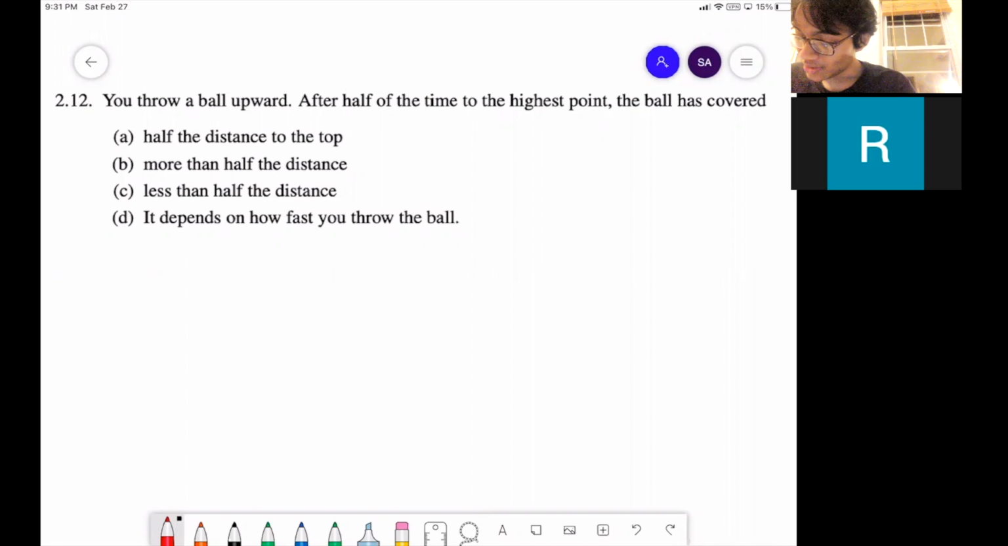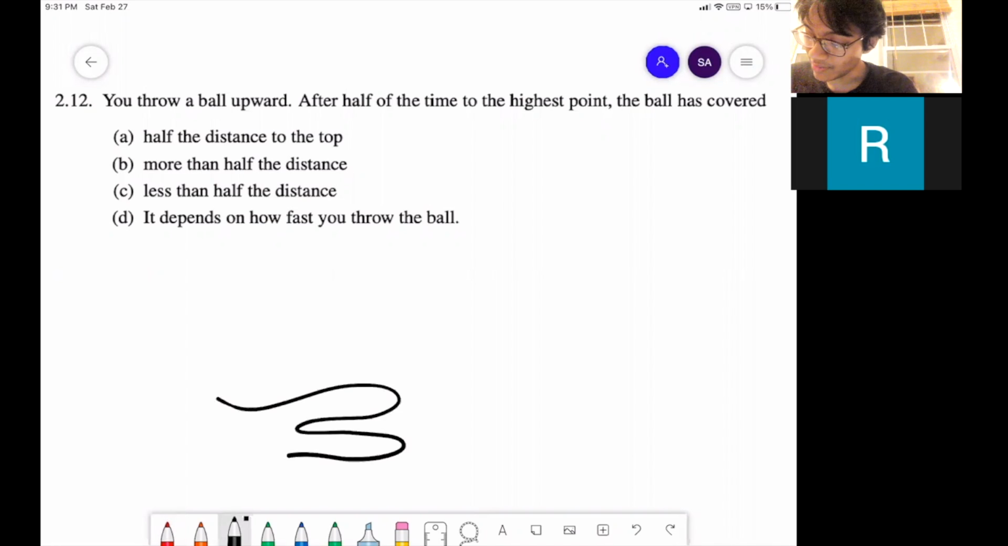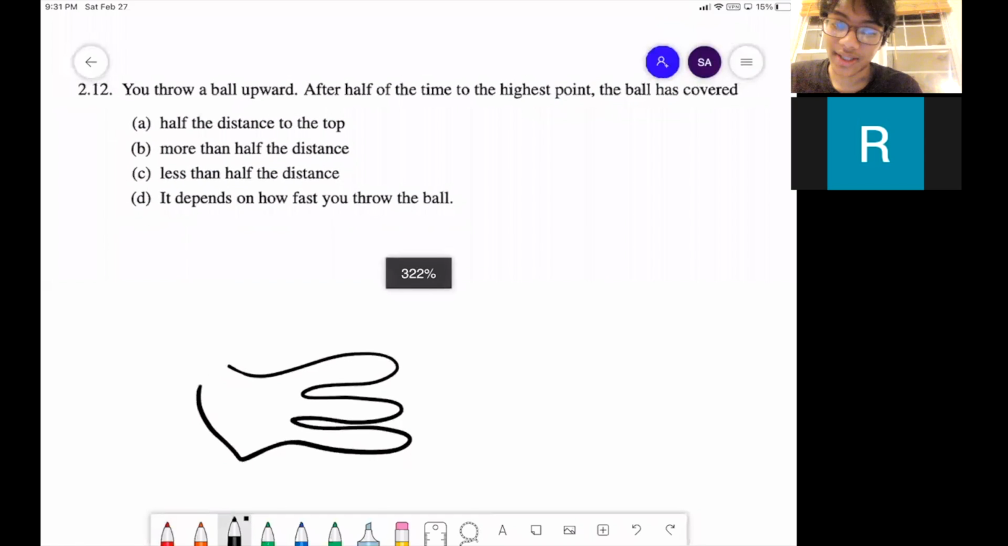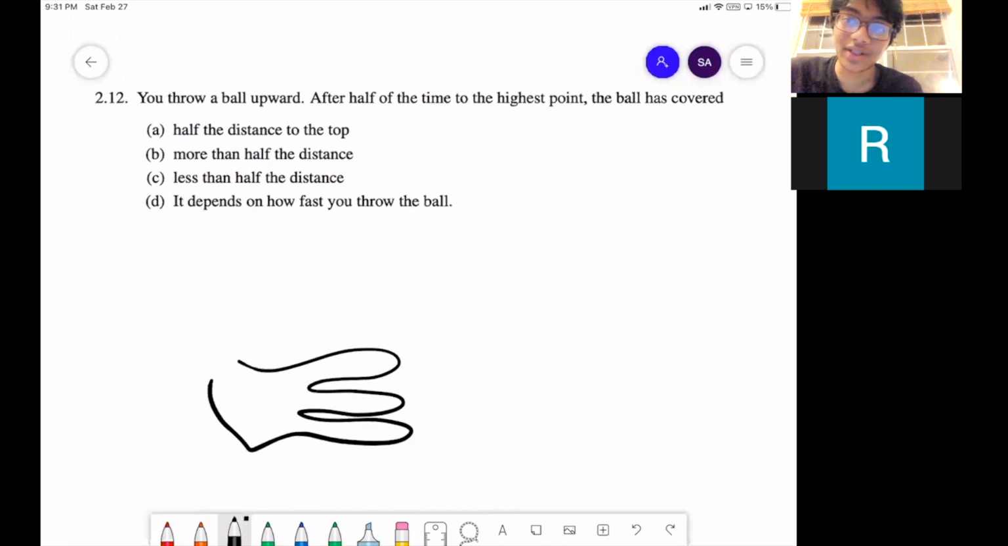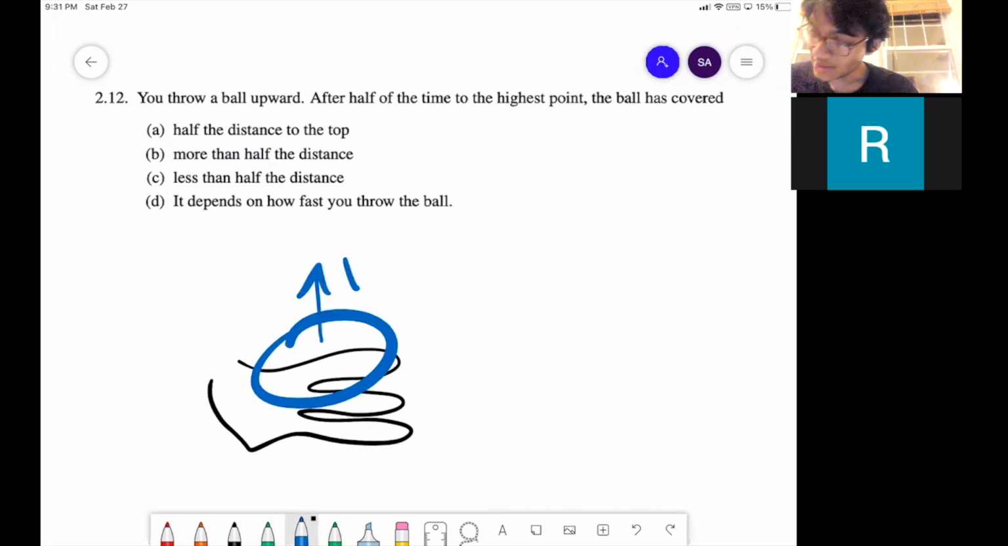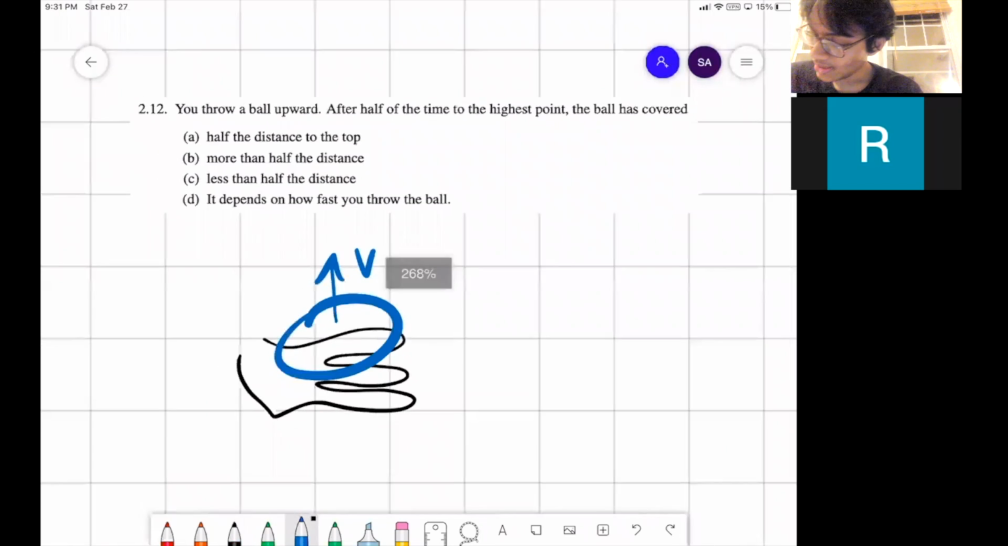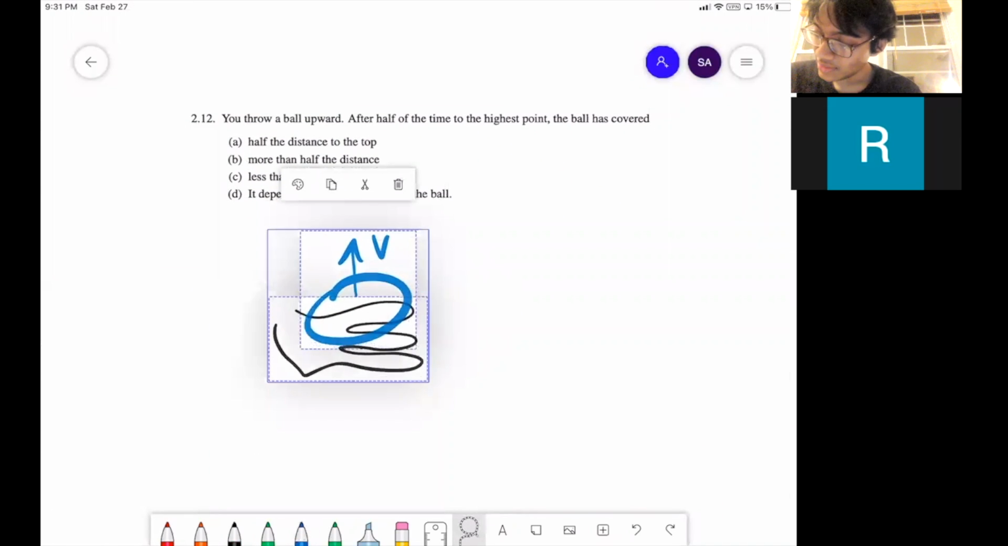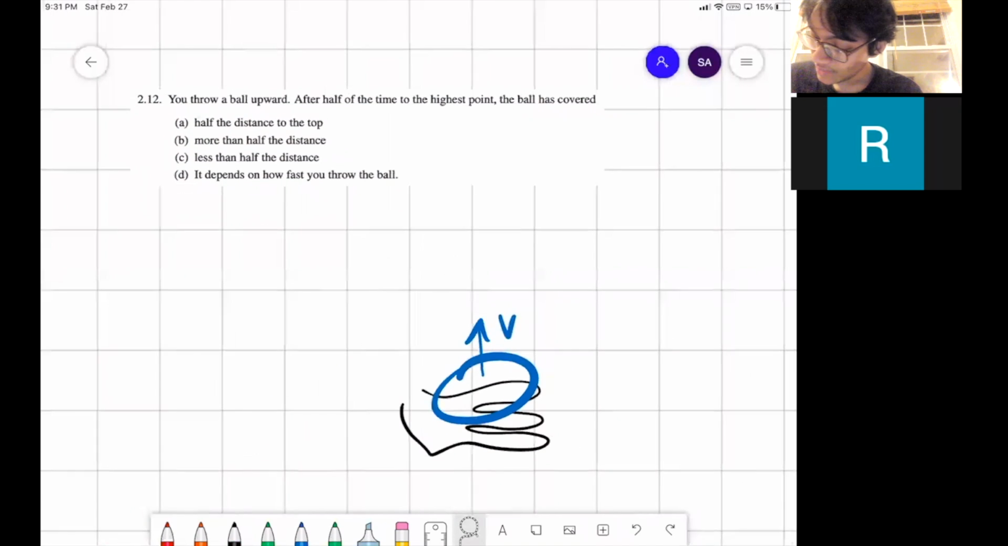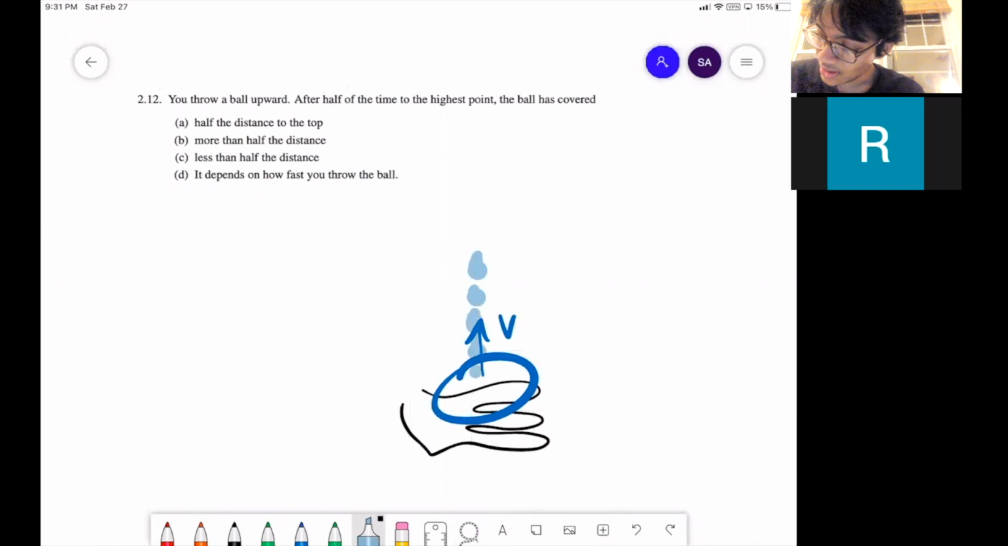You throw a ball upwards, so here's your hand. I'm going to try my best to accurately draw a hand. As you can see, this is a completely realistic hand with 3 fingers and a non-existent thumb. So here's your ball, and you throw it upwards with some velocity v. What we want to know is after half the time to the highest point, how much distance has this ball covered? So let me visualize that for you. Let's say the ball trajectory looks something like that, and then it comes back.